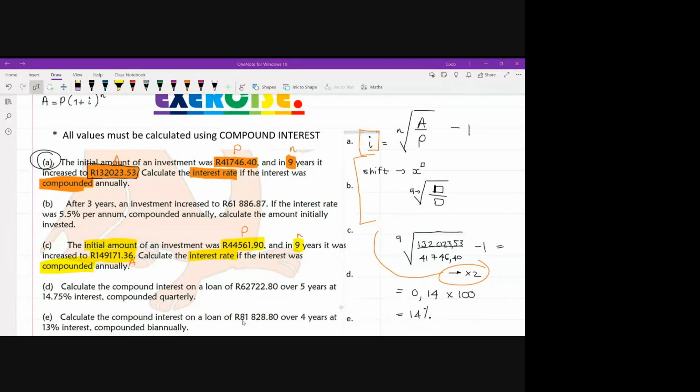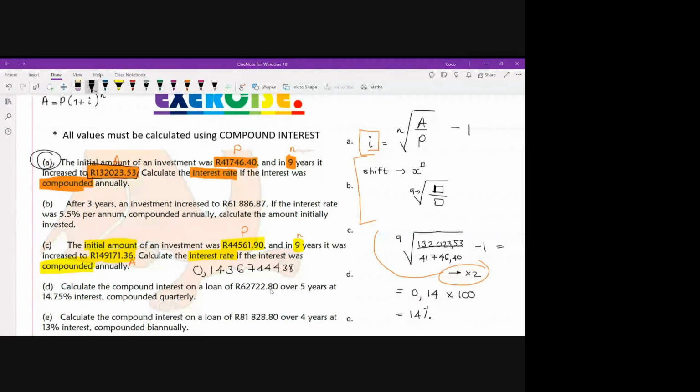171,36 over 44561,90, toggle 1, 2 out of my bracket, minus 1 out of my, yeah. Yes, so the answer we get is, I'm just going to write it here, in black, this orange isn't the nicest, 0,1436744438.